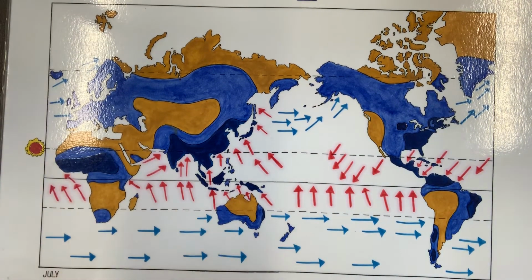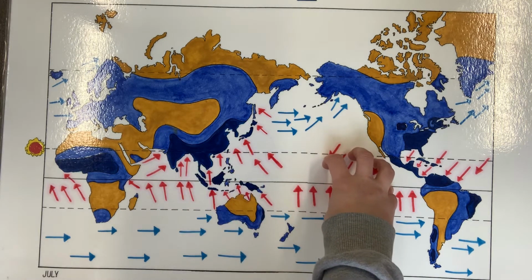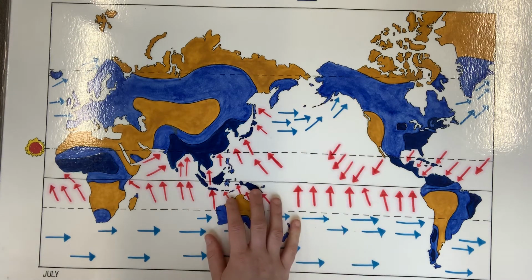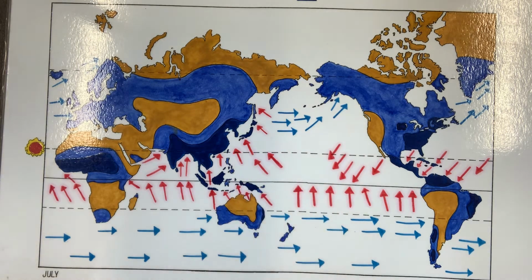All right, so this chart, we have a little more than that last chart. We have added rainfall. So let's look at the steady winds on our map. Okay, so the steady winds are these red ones. We will start by looking here at the Pacific Ocean, which is our largest body of water on Earth.